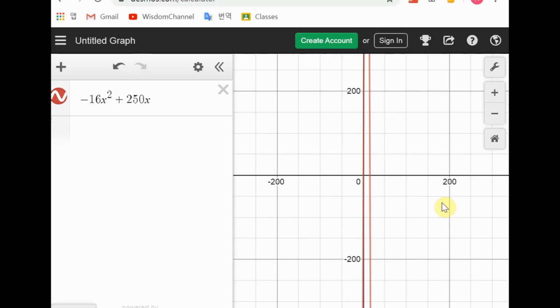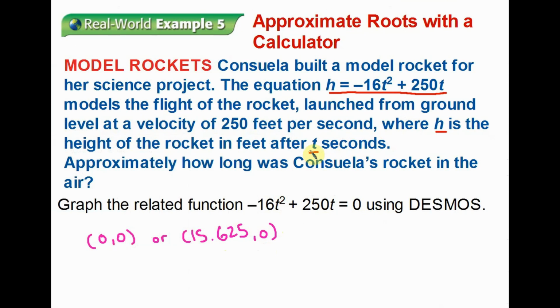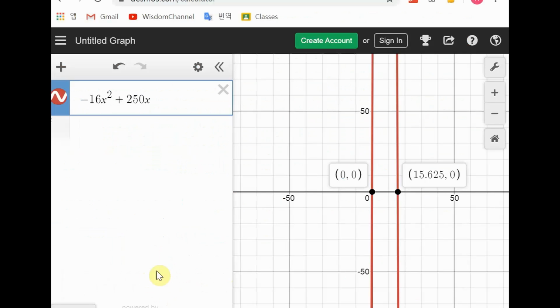The two x-intercepts of this graph are at 0, 0 and 15.625, 0. And remember, instead of t, I use x, so h will be your y. Since you're asked how long it was in the air, and my graph forms a parabola shape like this, I'm just looking at the range from 0 up to the point where the rocket was in the air. So my answer will be 15.625 seconds. This was found by using the graphing calculator and finding the x-intercept.